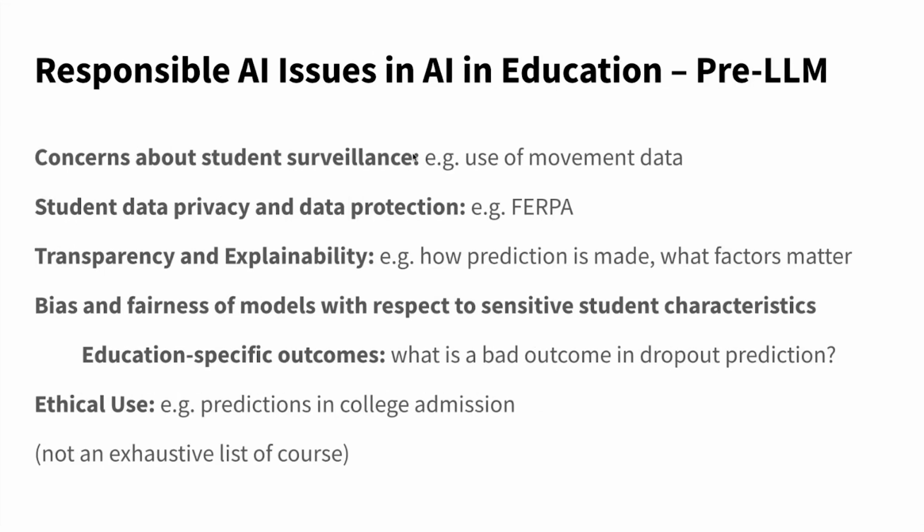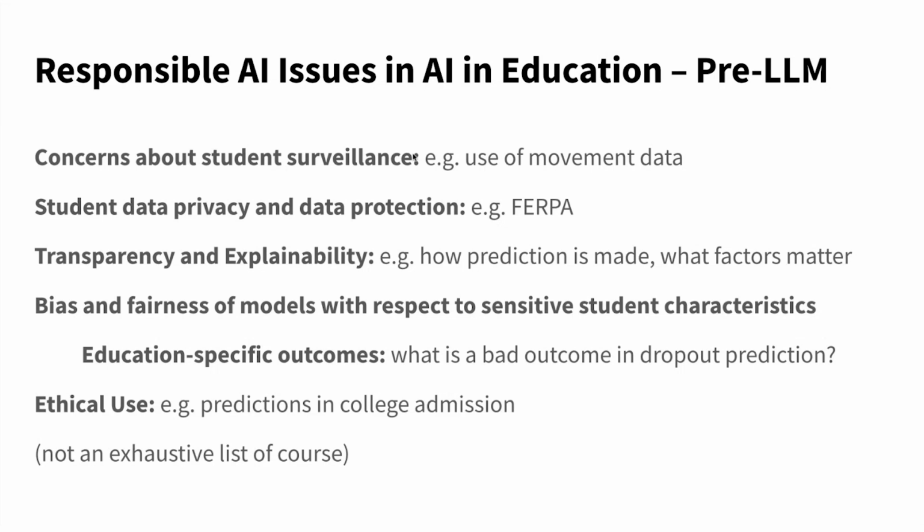And therefore also not new are questions around responsible AI in education. Even pre-LLMs, we've been concerned about the issues of student surveillance, the kind of features that are used in the algorithms that I just described. For instance, some algorithms use student movement data, using their cell phones, or where they swipe their cards, or which Wi-Fi connectors they connect to as they move around campus. And there are legitimate concerns there around surveillance.